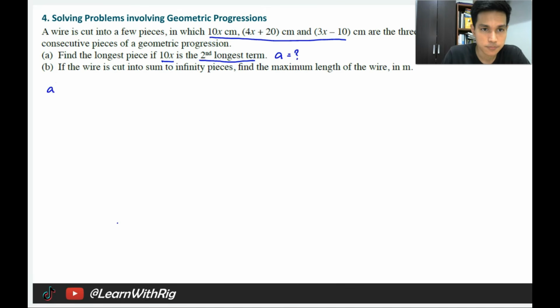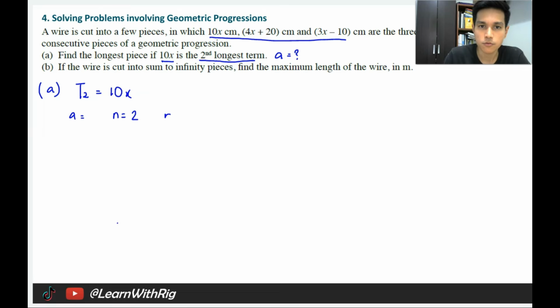But before that, to find the a value, you can just form an equation using this, because they say 10x is equal to the second longest. So that means t2 should be 10x, right? The second term is equivalent to 10x. But if you notice one thing, you're finding for a value. Okay, this is what you're finding for. The n value you already know, because it's 2 here, correct? So n equals 2. But you don't know what your r value is, the common ratio.